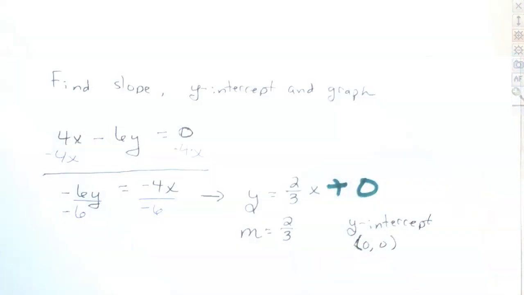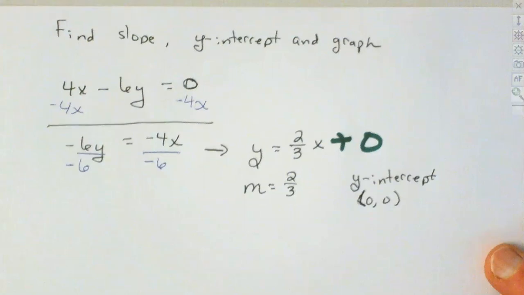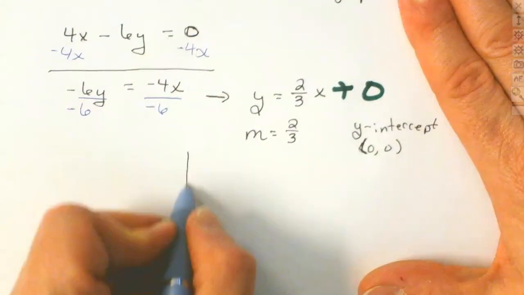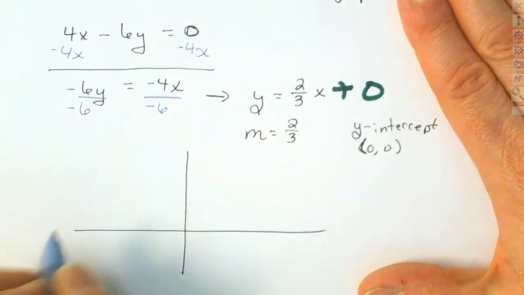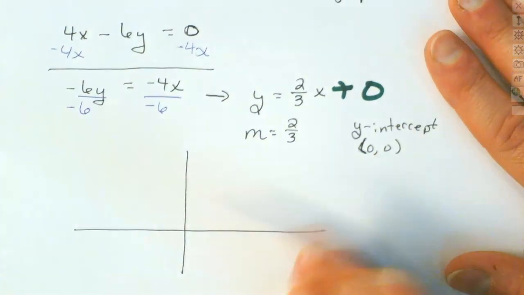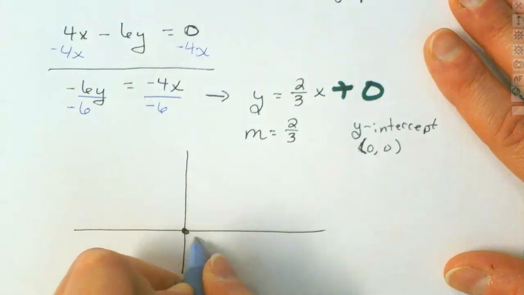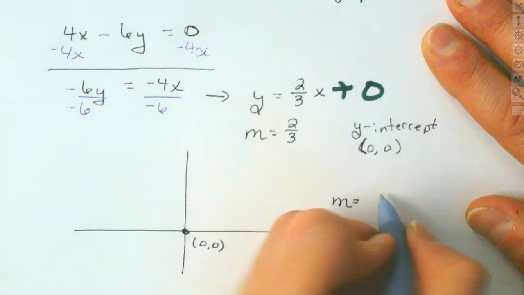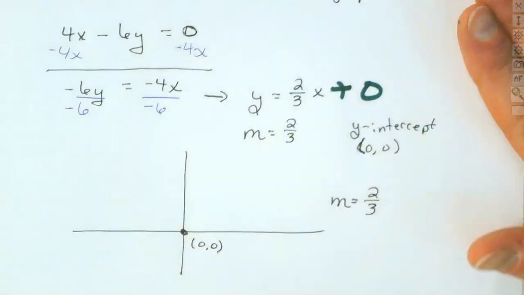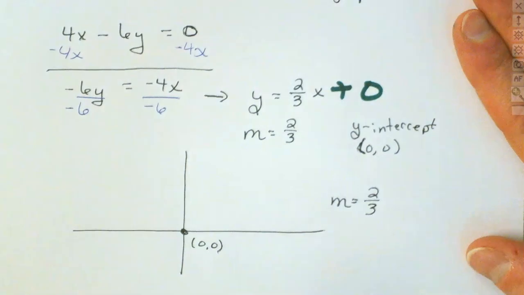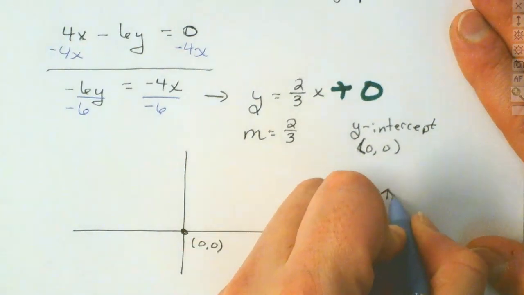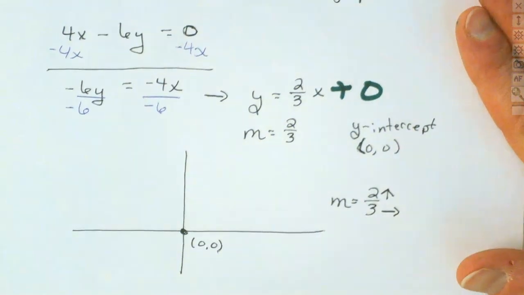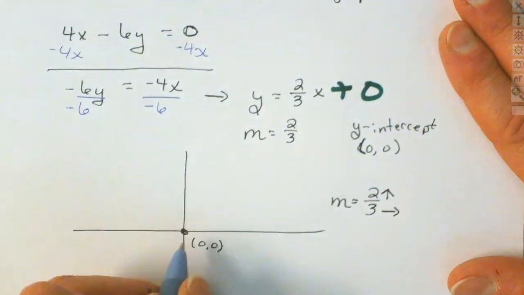So how would I now graph this line? Well, where am I going to start at? What's my starting point? 0, 0 at the origin. So that's where they cross right here. And what is my slope? My slope is 2/3. So it's positive. So what does that mean? We go up 2 and we go over what? 3. So we're going to start here at 0, 0.